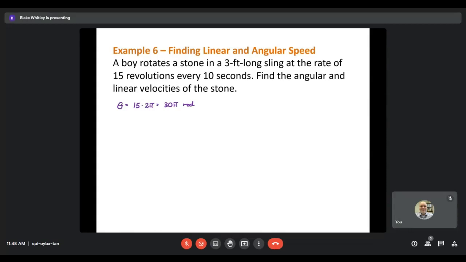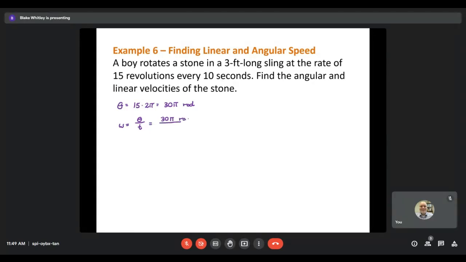as our theta value. So whenever you're given a number of revolutions, just remember one full revolution is 2 pi. So if you multiply the revolutions times 2 pi, that'll give you the number of radians. Now that we have that, we can actually calculate our angular speed. So angular speed, remember, is going to be theta divided by time. This time our theta is 30 pi.